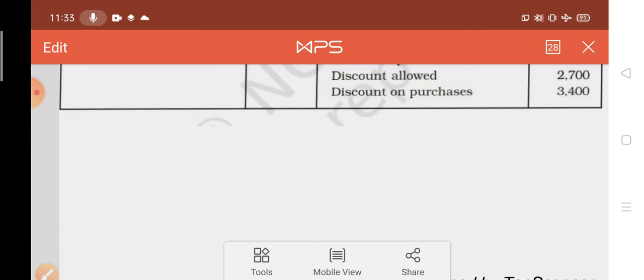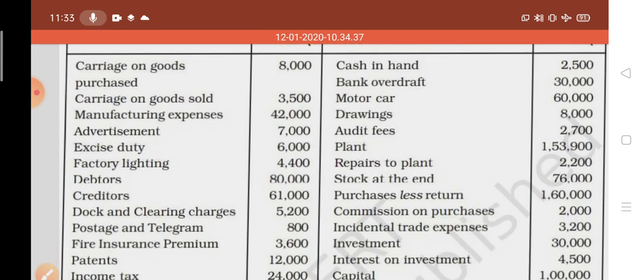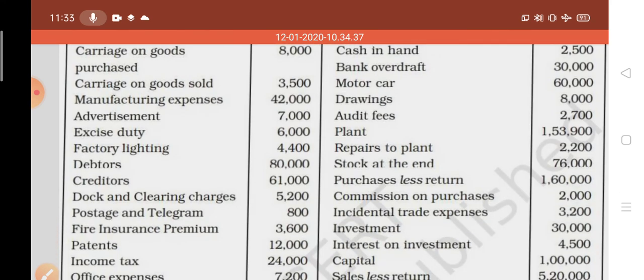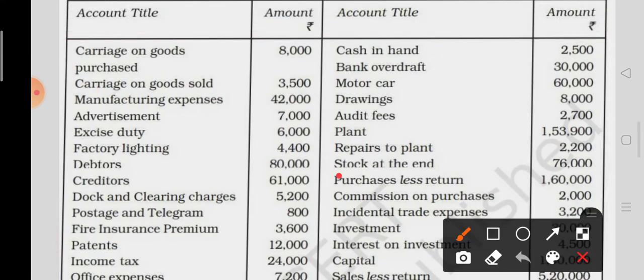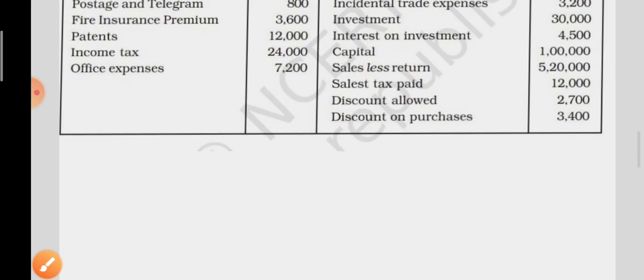Okay, here closing stock is given. Yes, stock at the end is given. In this question stock at the end is given. So children, this you have to write down in the trading account also.